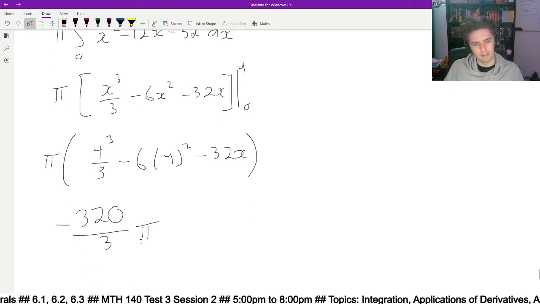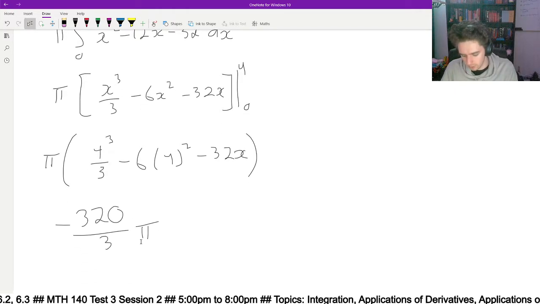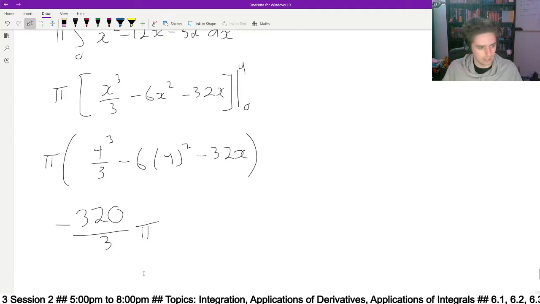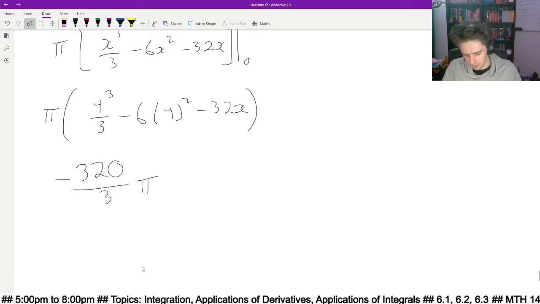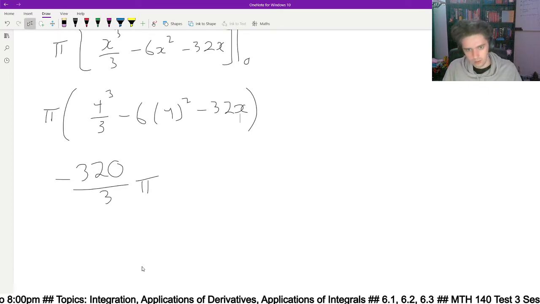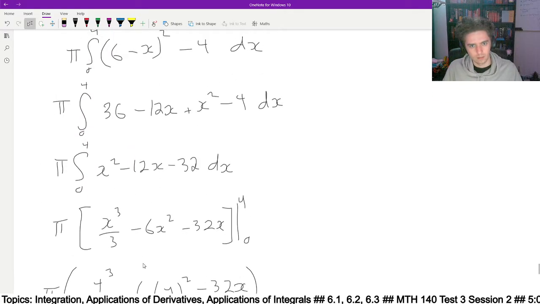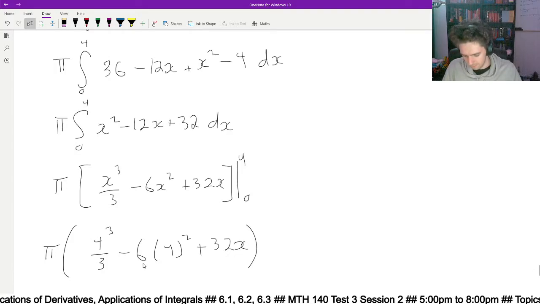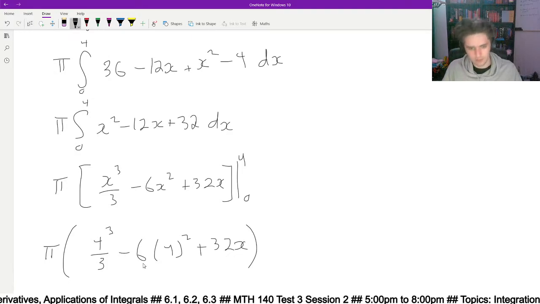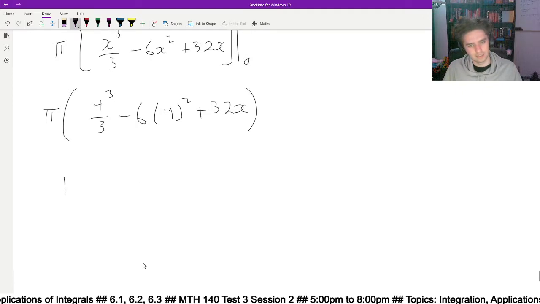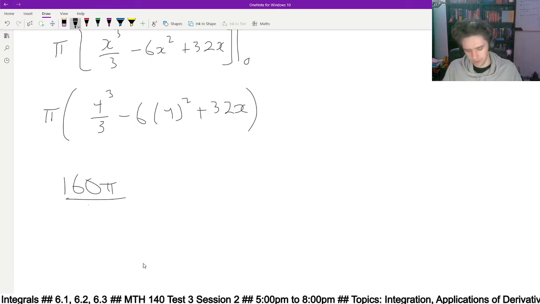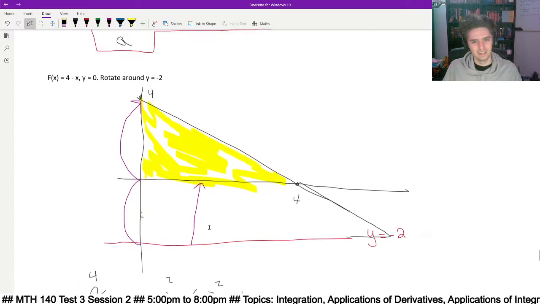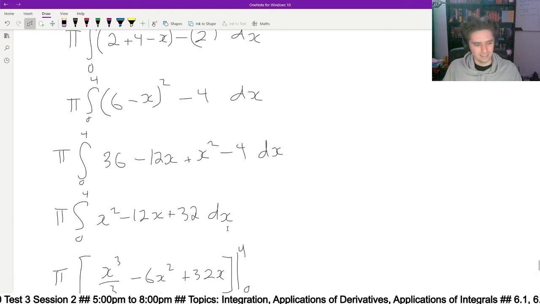Okay. So then this is going to be 32 times 4, and I still don't get the answer. No, it's supposed to be positive 32. Yeah, the 32 is positive, because it's positive 36 minus 4. Yes, that's correct. So positive, so I get 160 pi over 3. And that's the answer. Okay. So there's that.